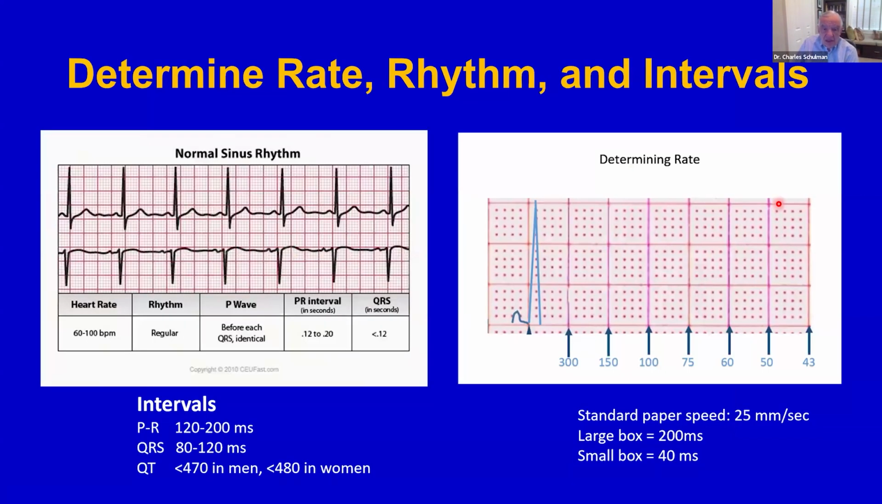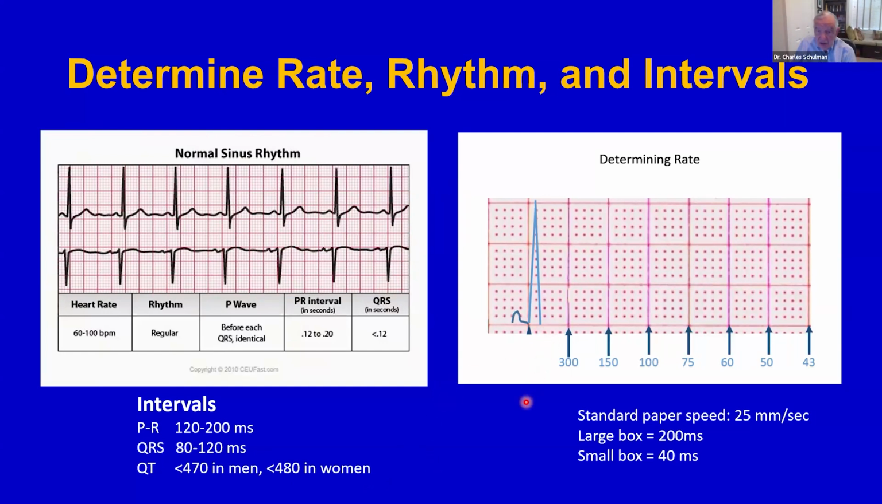So here's normal sinus rhythm. You have a P wave followed by QRS followed by T. The rhythm is perfectly regular. There's a P wave in front of every QRS. The normals for PR interval are 120 to 200 milliseconds, QRS 80 to 120 milliseconds, and QT interval less than 470 milliseconds in men, 480 in women.